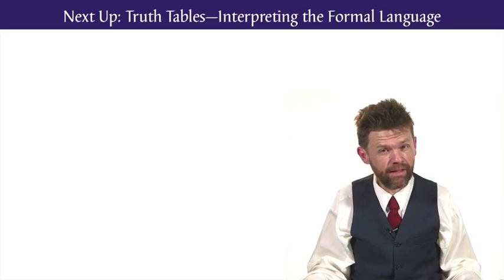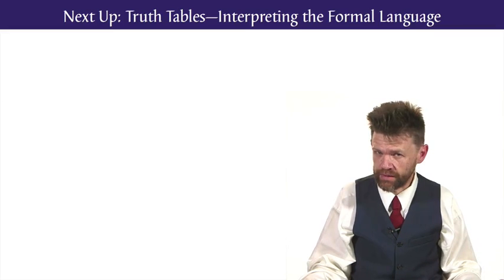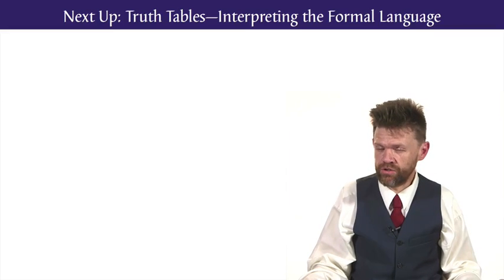So what we've done is we've introduced the formal language. What we're going to do in the next section is interpret it. And Jen is going to introduce the notion of a truth table and ways of interpreting the language that we have.